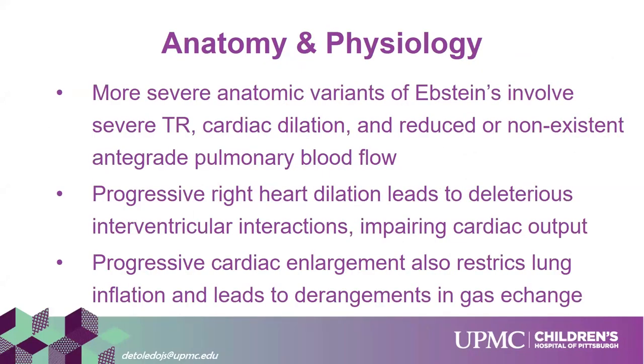So if we put together the anatomy and the physiology, we know now that the more severe anatomic variants of Ebstein's involve those with severe tricuspid regurgitation, severe congestive heart failure with cardiac dilation, and obviously those with reduced or non-existent pulmonary antegrade blood flow. And we know that the progressive congestive heart failure with dilation of the heart leads to difficult cardiopulmonary interactions, and the interventricular dependence will hamper the function of the left heart, decreasing further the left cardiac output. And as well, the progressive cardiac enlargement will have a deleterious impact on lung inflation, also contributing to increasing the PVR and increasing the afterload of the right ventricle.